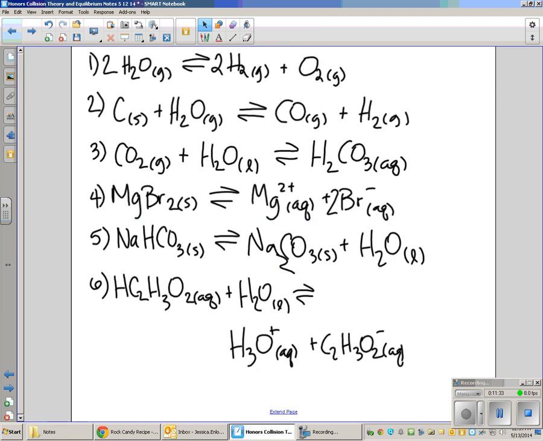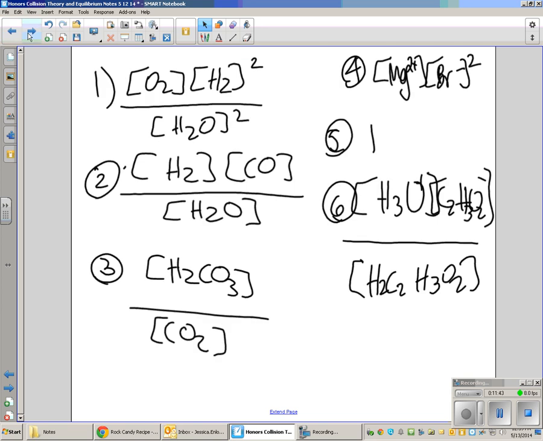Number 4, whenever you wrote it, you saw that you had ions already. Those ion charges have to stay within the brackets, but you've got to incorporate the 1 and the 2 as exponents. So looking at number 4, it's just magnesium 2 plus to the first power, and bromine to the second power. Over 1 if you want to, but over 1 doesn't mean a whole lot, so you can just exclude that as well.